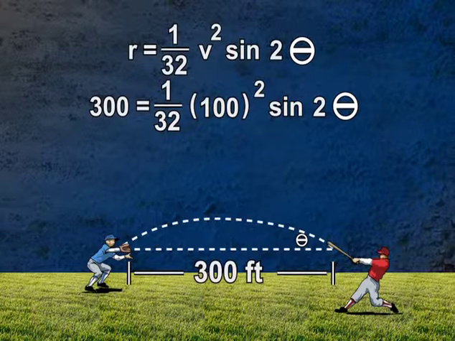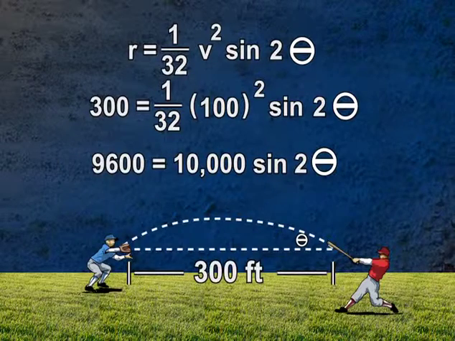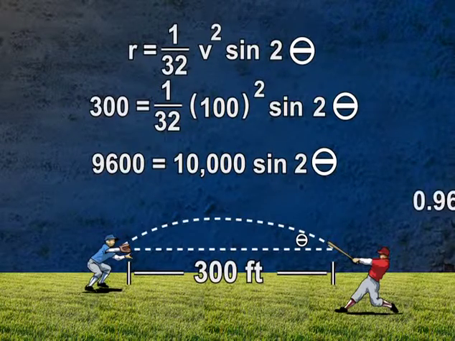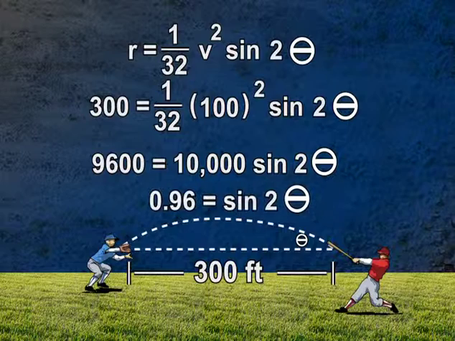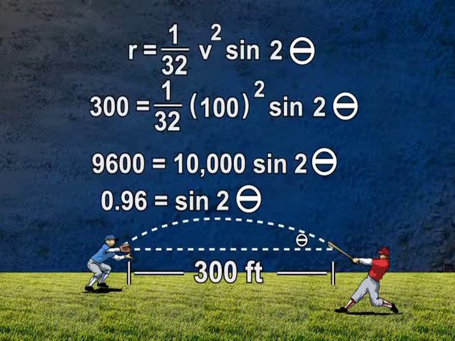Now we need to clean up a bit. What we'll do is clear the coefficient of sine 2 theta on the right side of the equation. To do that, we'll first clear the fraction on the right by multiplying on both sides by 32. Then, of course, we'll square the 100. That'll give us this. Now we'll divide on both sides by 10,000, and we've isolated sine 2 theta on the right.